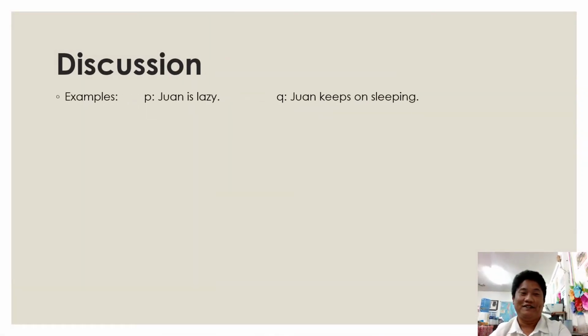Now let's have some examples of the propositions and the use of negation, conjunction, disjunction, and conditional. Example, here we have 2 propositions, the proposition P and proposition Q. Proposition P with the statement one is lazy, and proposition Q with the statement one keeps on sleeping.